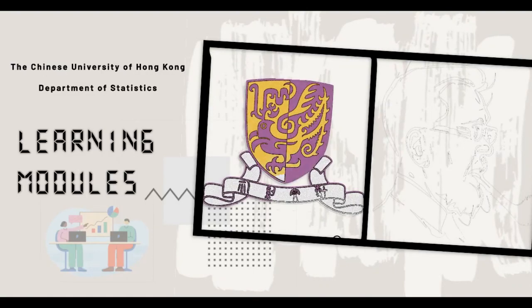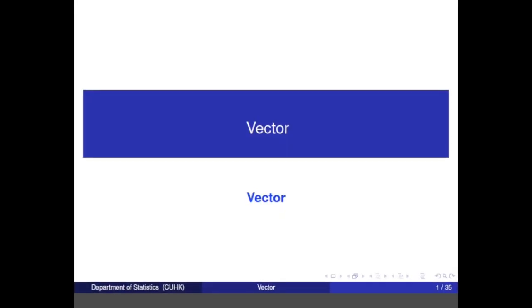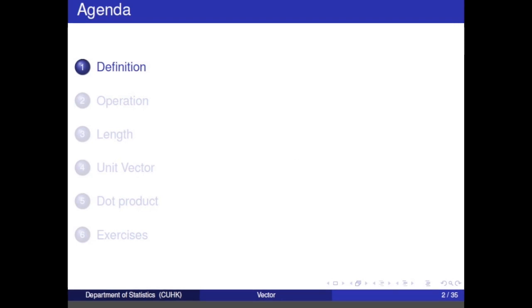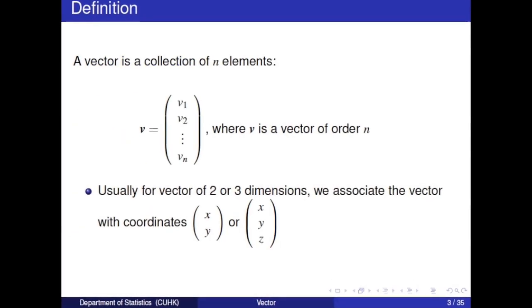In this tutorial, we will focus on vector definitions. A vector is a collection of n elements. Here is an example of vector v, where v is a vector of order n.